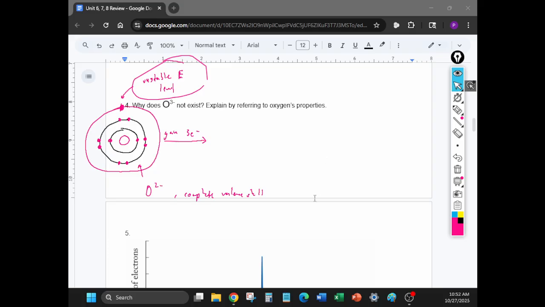So it's because O2 minus has a complete valence shell, and gaining the 3rd electron would create a 3rd shell, which is an unstable energy level.